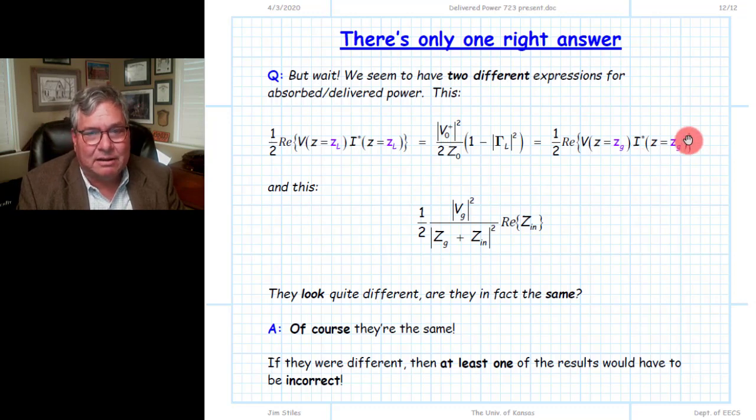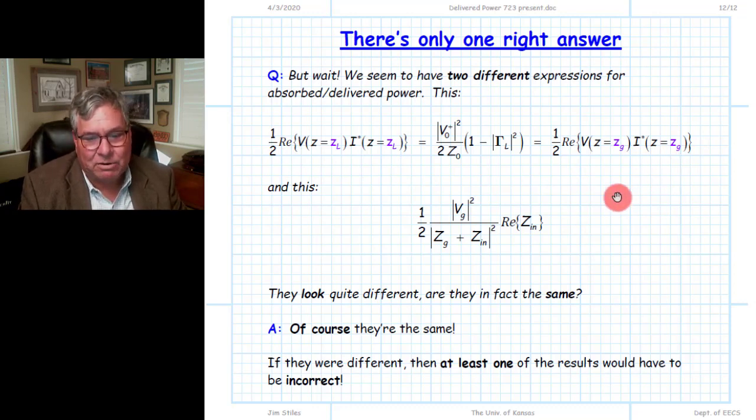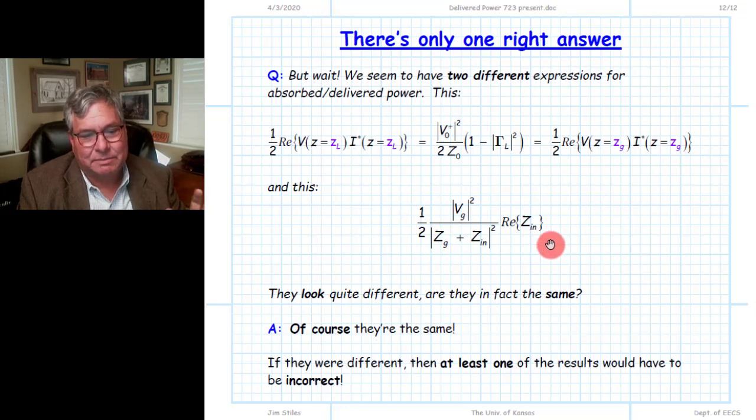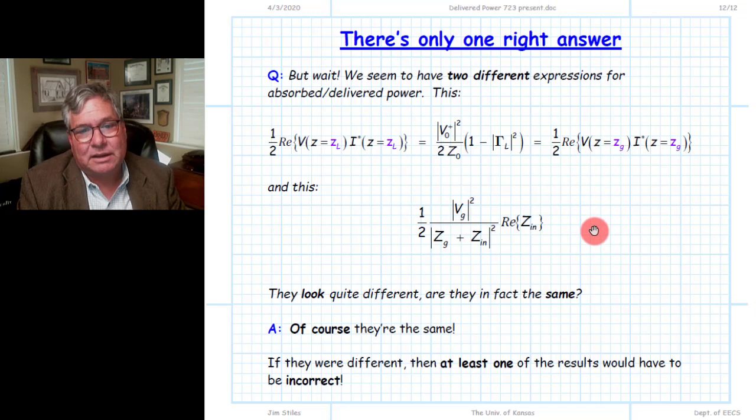So again, over the years, I've gotten many questions where students will say, gee, you told me this was the power delivered or power absorbed or the net power, and then you told me that this is the power delivered or the net power, and which one is it? Make up your mind. I mean, this looks nothing like this. Well, it turns out these are equivalent. They have the same values, will lead to the same value. They will give you the right answer.